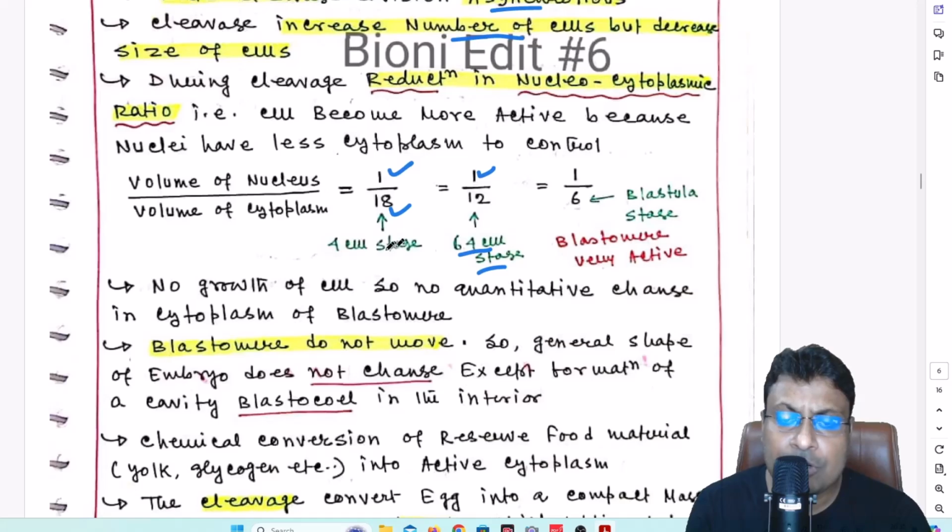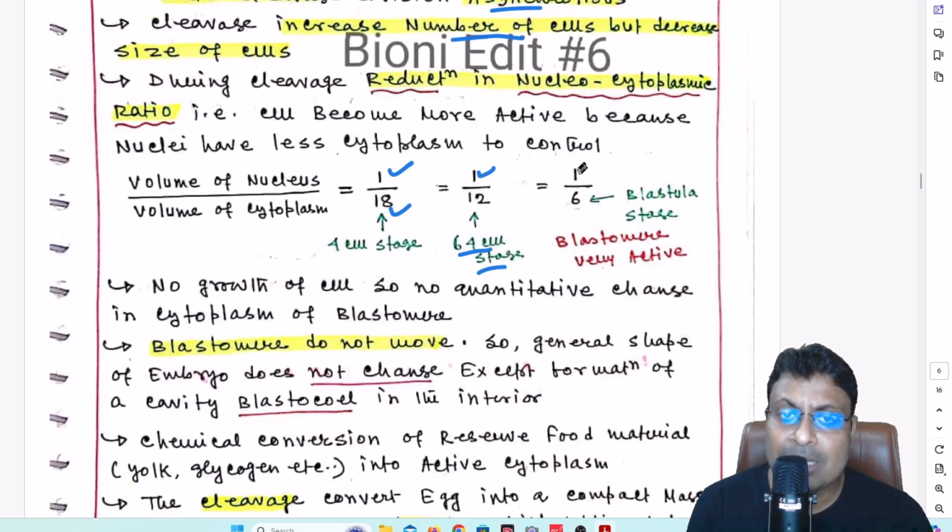And here in the 4 cell stage, the nuclei have greater cytoplasm, 18. So 18 is greater than 12, right? So nuclei have greater cytoplasm to control in the 4 cell stage. But in the 64 cell stage, the nucleus has less cytoplasm to control. So these 64 cells become more active.